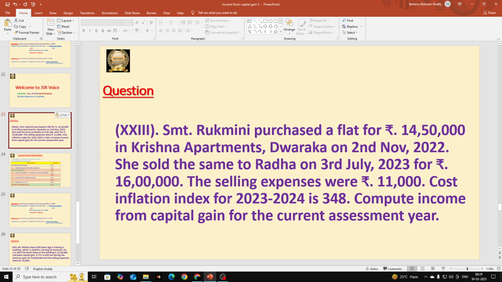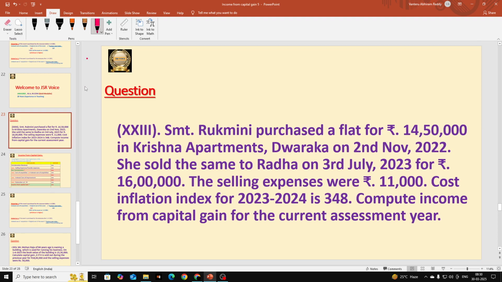Now I want to discuss with you this question and its solution. This question I took from Hamsrala Publications. Author name is Prem Raja. Let us go and discuss this now. First of all, understanding the question is very important, students. Once you understand the question, then you will be able to apply the rules and regulations and you can solve your solutions easily. So here, Srimati Rukmini, she purchased a flat for rupees 14 lakhs 50,000.